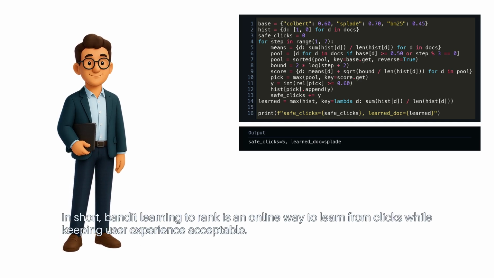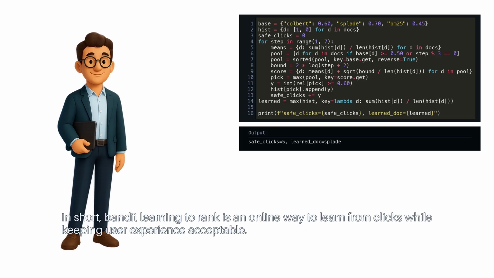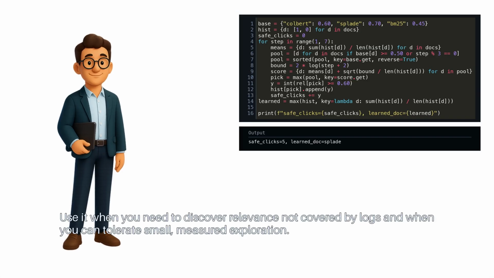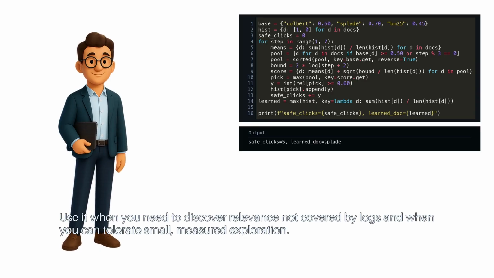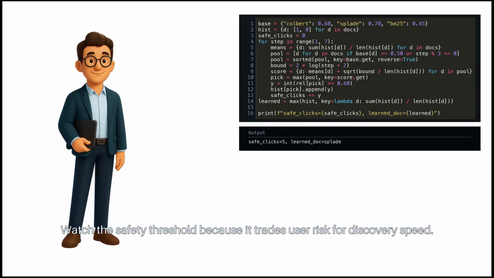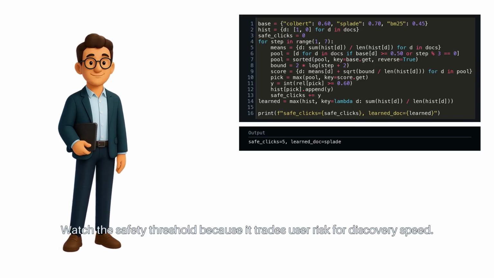In short, Bandit Learning to Rank is an online way to learn from clicks while keeping user experience acceptable. Use it when you need to discover relevance not covered by logs, and when you can tolerate small, measured exploration. Watch the safety threshold, because it trades user risk for discovery speed.